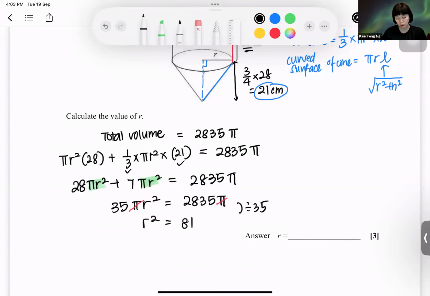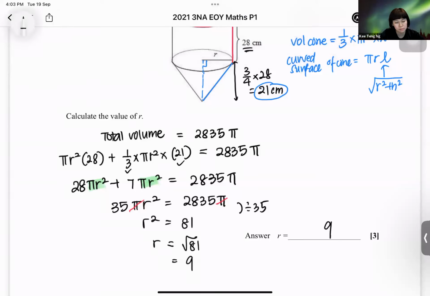Then how to get rid of r squared? Square root, not divide by 2. Square root of 81. By right, square root should have two different answers, plus or minus 9. But since r is a radius, I'll just write r to be 9 cm, the positive one. Have you gotten the concepts?